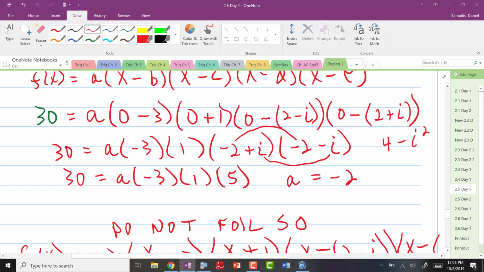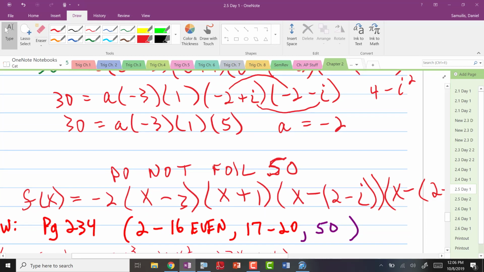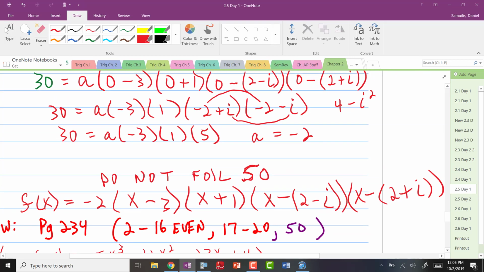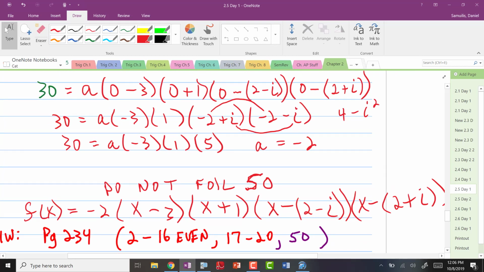Now here we go again. Are we going to listen to Mr. S today? Do not FOIL number 50. I just did number 49, and here's what the answer looks like. Don't FOIL after this. The whole previous part of this assignment is FOILing. I don't want you to FOIL the last one. I just want you to find the a through throwing in the zeros and that other arbitrary coordinate. Got it? So we get a equals negative 2. It goes in front, and then you write the factors, x minus the zeros. And yes, you can write them just like this at the end: x minus parentheses 2 minus i, x minus 2 plus i. Perfect timing.